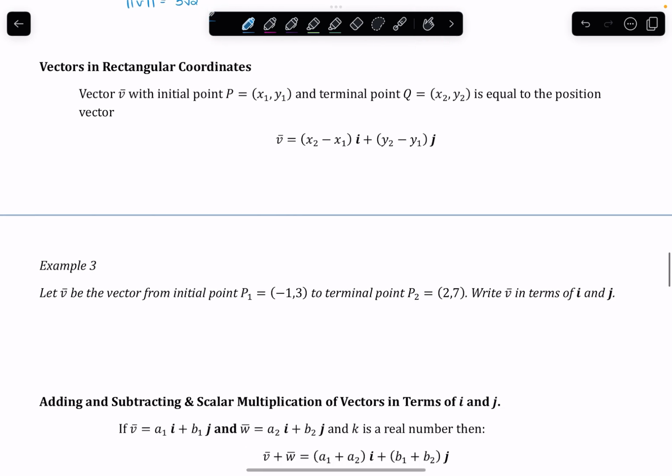Okay, so example 3, v be the vector with initial point P1 and terminal point P2. Write v in terms of i and j. So it's important to know what the initial point is versus the terminal point. So we got to make sure we get that direction correct. So terminal minus initial for the i portion, terminal minus initial for the j portion.